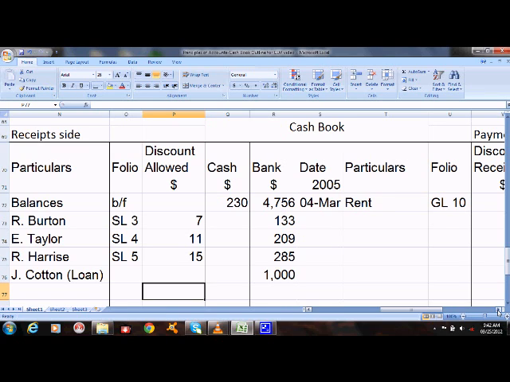First person is Mr. N Black. We are paying N Black some money. We are paying N Black $360, and he is giving us a cash discount of 2.5%, my friends.